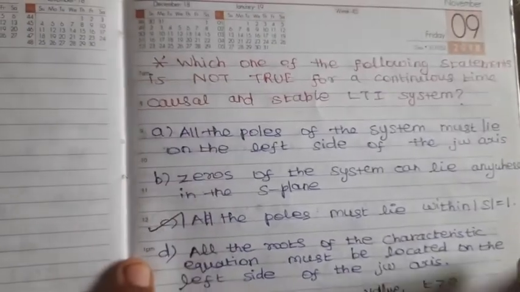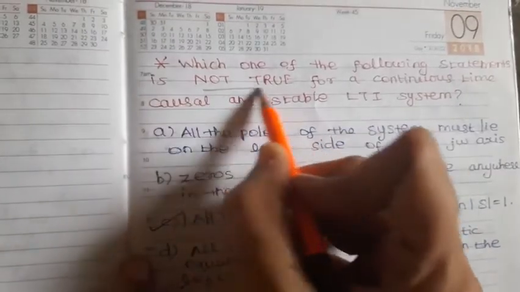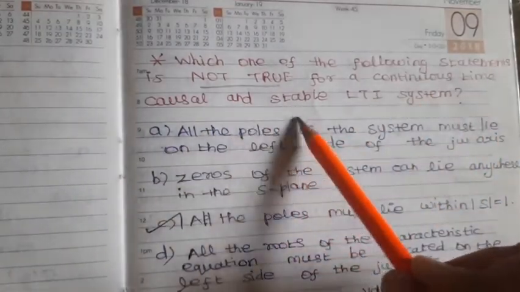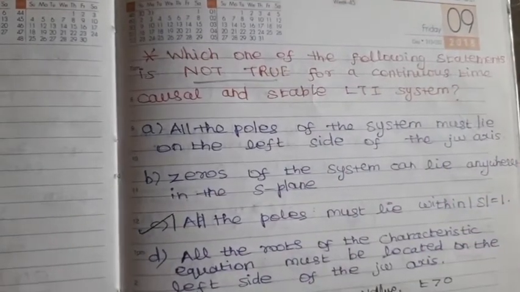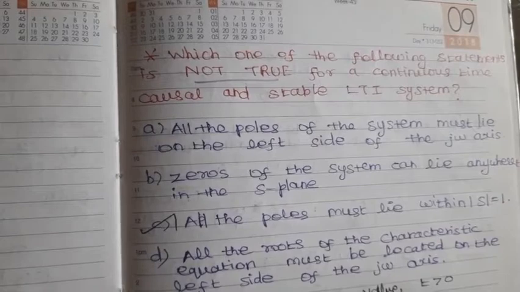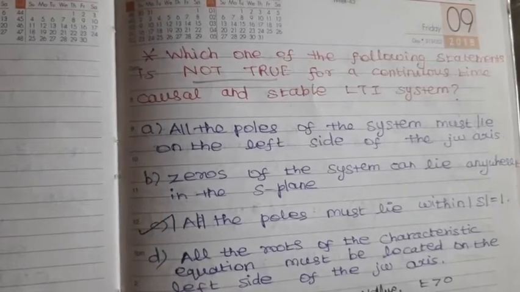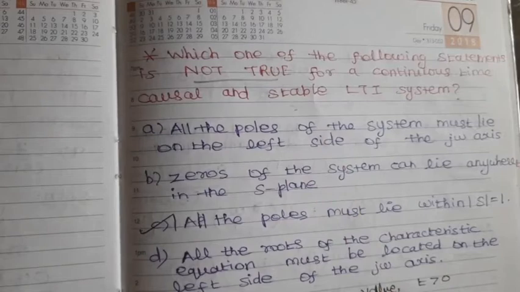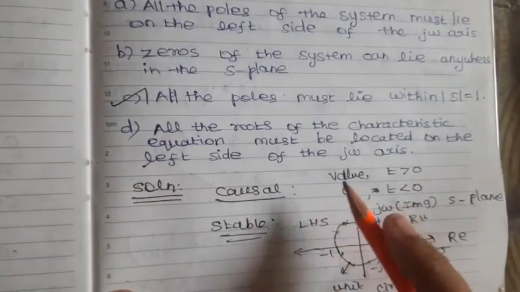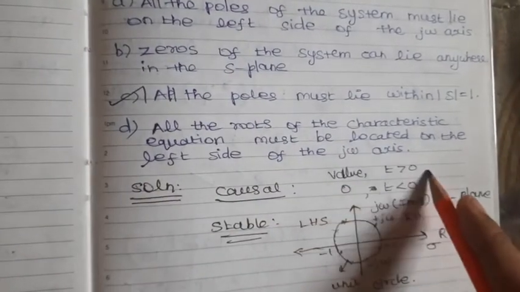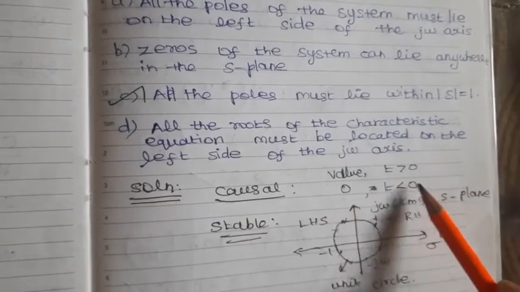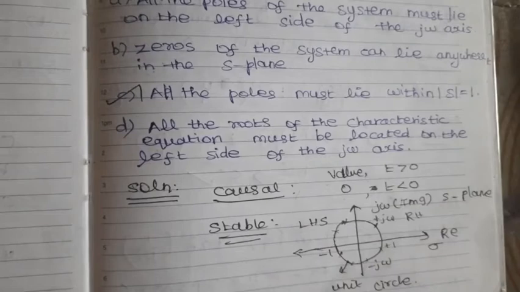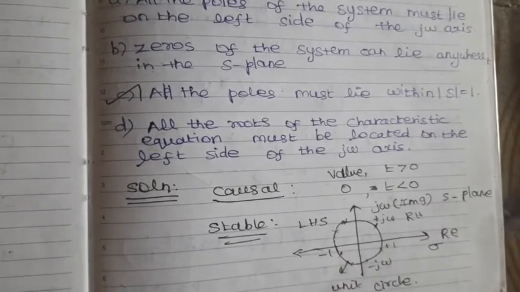Which one of the following statements is not true for a continuous time causal and stable LTI system? Four different options are given, and we should identify which one is the wrong statement. For the system to be causal and stable, we should know the condition for causality and stability. Causal means it has some value for t greater than 0 and 0 for t less than 0. This is the condition for causal. What is stability? Stability depends upon the location of the poles only.